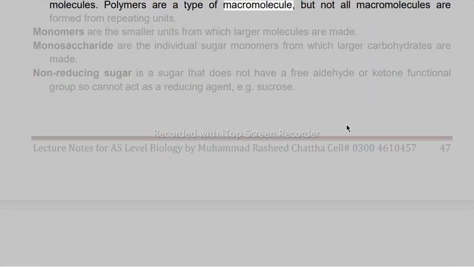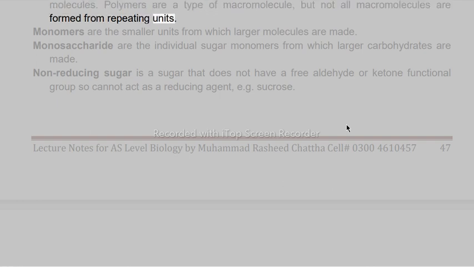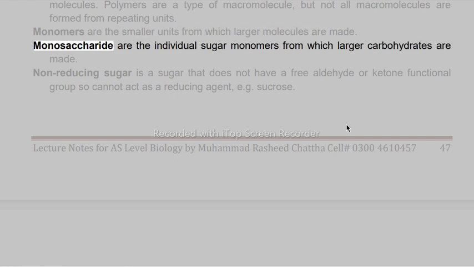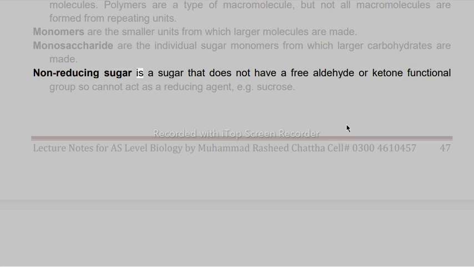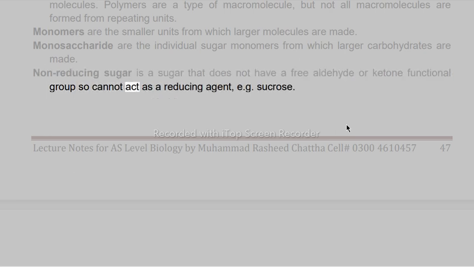Polymers are a type of macromolecule, but not all macromolecules are formed from repeating units. Monomers are the smaller units from which larger molecules are made. Monosaccharides are the individual sugar monomers from which larger carbohydrates are made. Non-reducing sugar is a sugar that does not have a free aldehyde or ketone functional group, so cannot act as a reducing agent, e.g. sucrose.